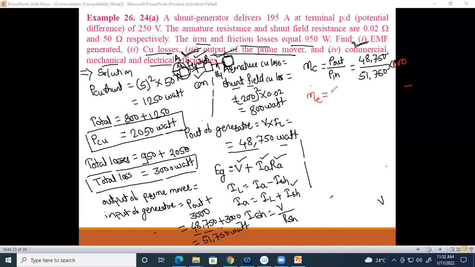94.20%. It is the commercial efficiency. Okay. Now, the second one is the mechanical efficiency.